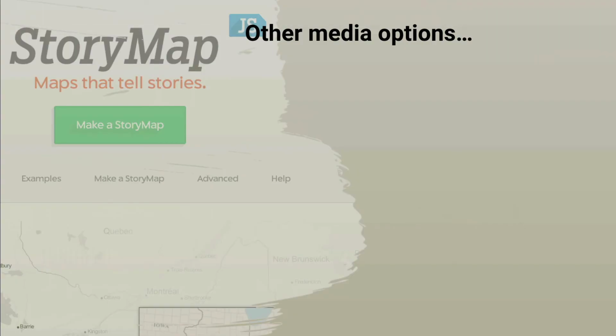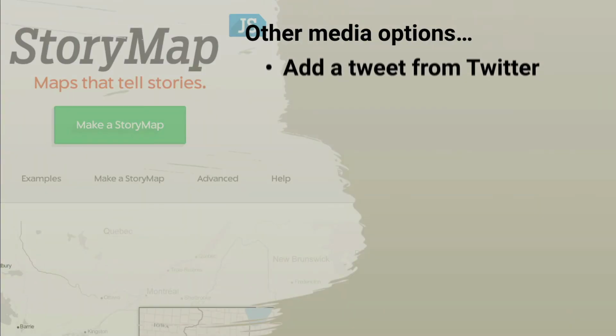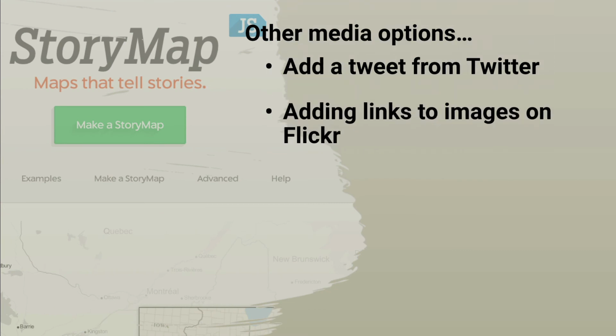In addition to the media that I've shown you, you can also add a tweet from Twitter. I actually haven't tested this one out yet. You can also add links to images on Flickr. Now, I couldn't get the default share links to work for me from Flickr, but I did get the links from the embed code to work for me. I found this option to be kind of half working for me.